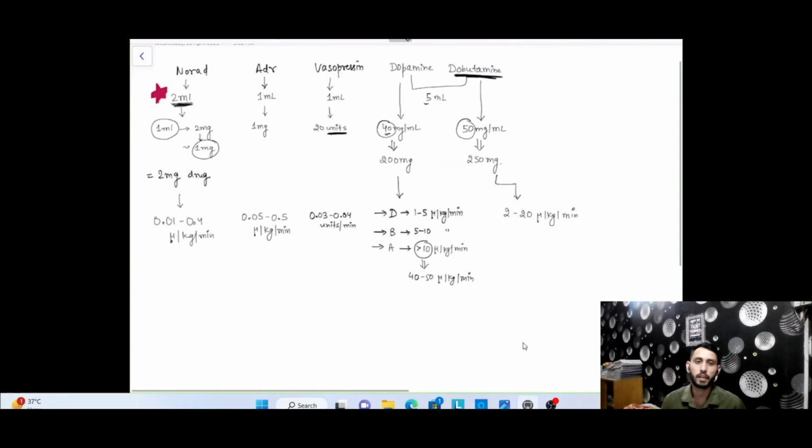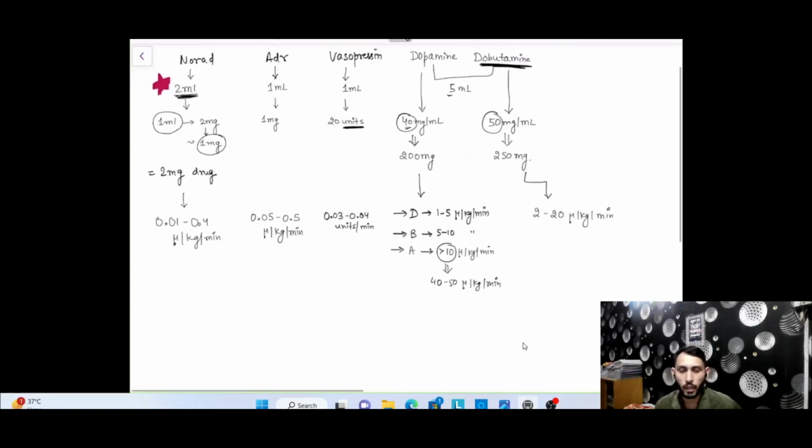All right, done. Just as a quick recap for these five drugs: 0.01 to 0.04 for NORAD, 0.05 to 0.5 for ADR, 0.03 to 0.04 units per minute for vasopressin, 1 to 5, 5 to 10, and more than 10 for dopamine, and for dobutamine it is 2 to 20 microgram per kg per minute.